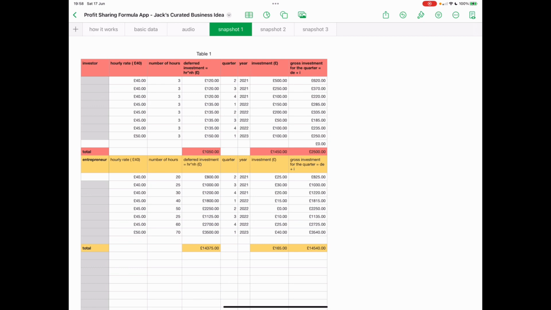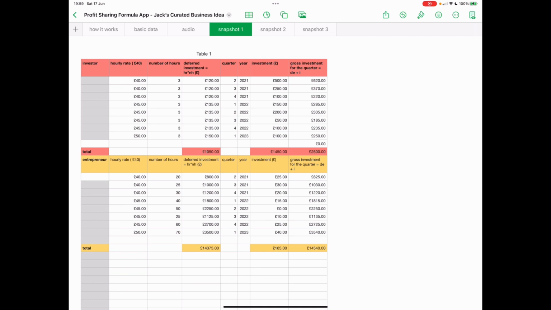So for the investor, his number of hours that he spends per quarter is about 3 hours. That comes to about 1 hour a month. For the entrepreneur, his time is varied. There's the 3 hours which he spends per quarter, but because he's doing more of the hands-on stuff, he spends more hours. So you can see that he spends 20 hours per quarter sometimes, 25, 30, 40, etc. So depending on the need and his availability, he can spend more or less time.